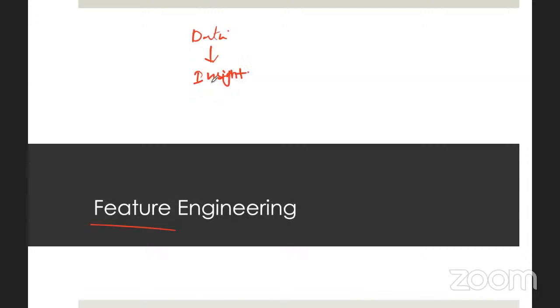Okay. This phase, this activity, is often referred to as EDA, exploratory data analysis, or the insight phase. After that, we'll go for feature engineering. What is feature engineering? Feature engineering is about the features that we have collected as part of our data.